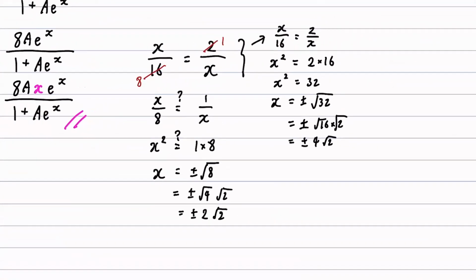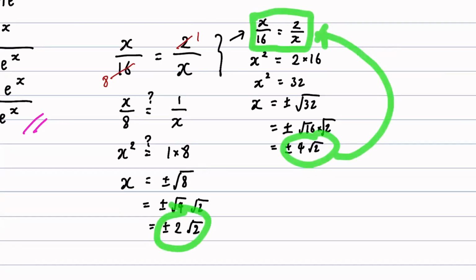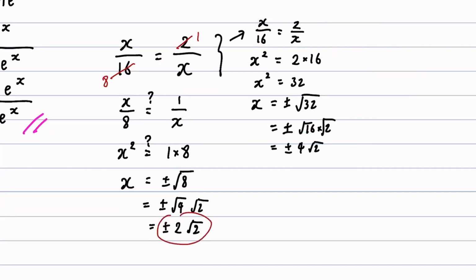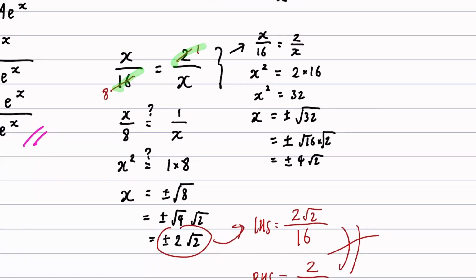How can you get two different answers to the same question? How do you check whether your answer is correct or wrong? You always go back to your original equation. You take your x, sub in. So let's say we take the wrong answer. Check that it's wrong. Let's say we only check the positive root to save some time. 2 over square root 2 over 16 should be equal to 2 over 2 square root 2. This is left hand side and right hand side. You check, are they the same or not? No, they are not equal, so therefore the answer is wrong. So the conclusion is no, you cannot cancel across a fraction.